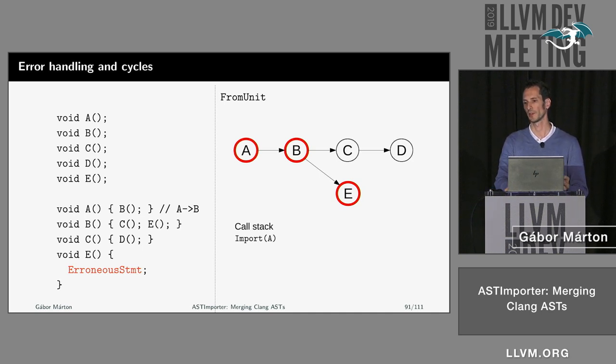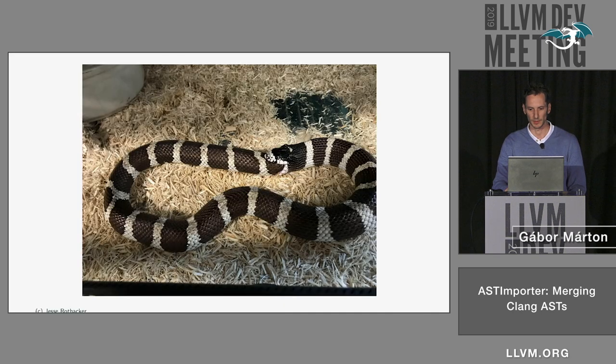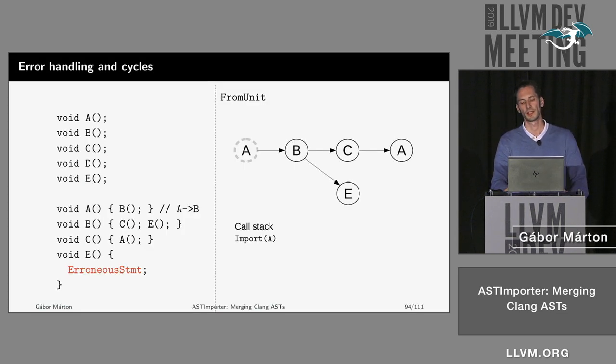But what happens when we have a cycle in these dependencies? So let's say the last node is A. This is what happens here. Actually, this is the true face of the AST when it comes to merging ASTs together. So what we do is that we try to import A, then B, and C, and A. Then A is already visited, so we traverse back. Then we try to import E. We realize the error, then this error propagates back to A. And actually, the problem is that we should have set an error for C, because C depends on A, and A is in error state now. But we could not do that.